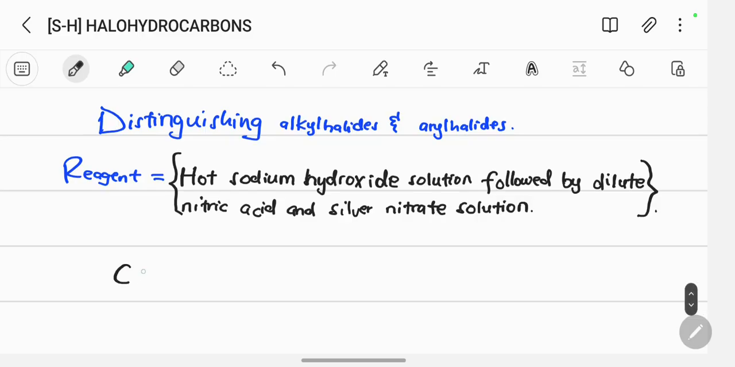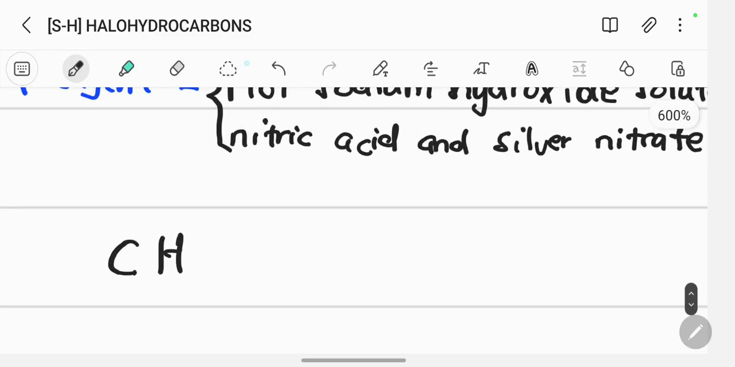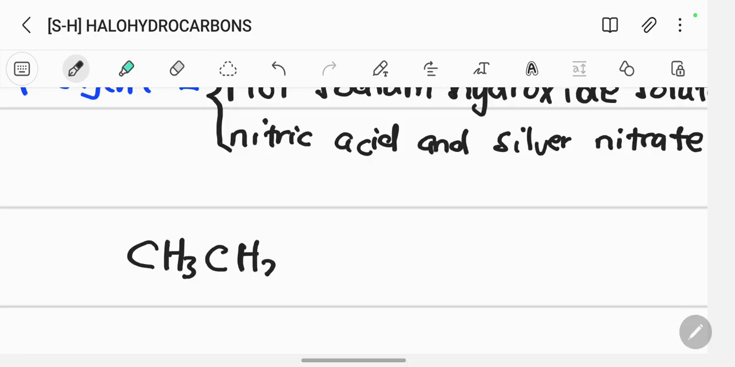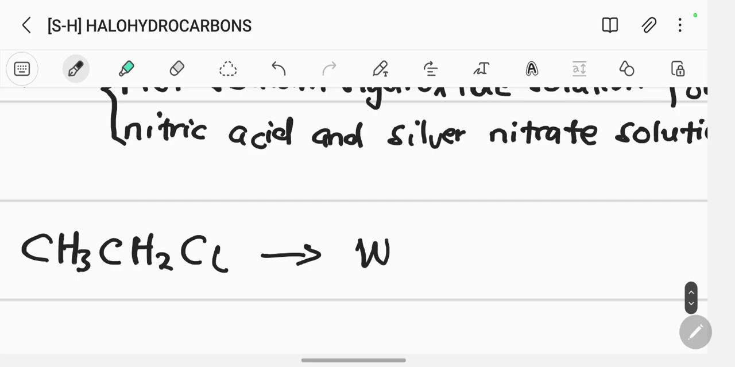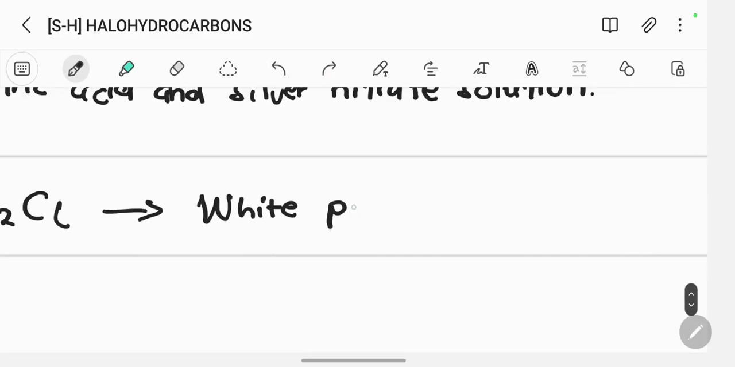If I'm having CH3CH2 and chlorine, what do we observe? This is what we observe: a white precipitate.